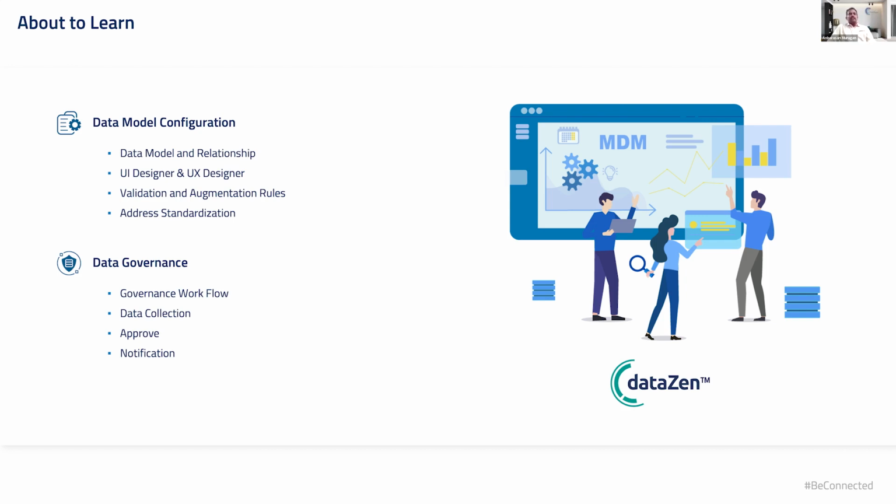Number one, the data model configuration. In that, we are going to see how to configure the data model with the relationship. Also we are going to do the UI and UX for data governance. We want to give very simplified screens for the users to go and access it, and we are going to build those in this session. On top of it, I'm going to apply a couple of validation rules and augmentation rules to make sure it aligns with all the data quality.